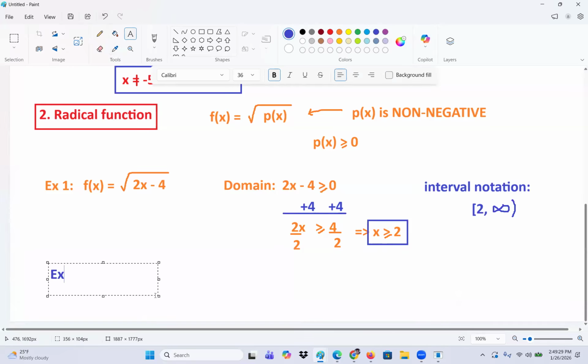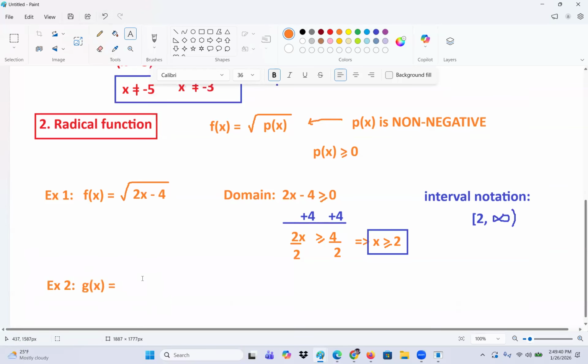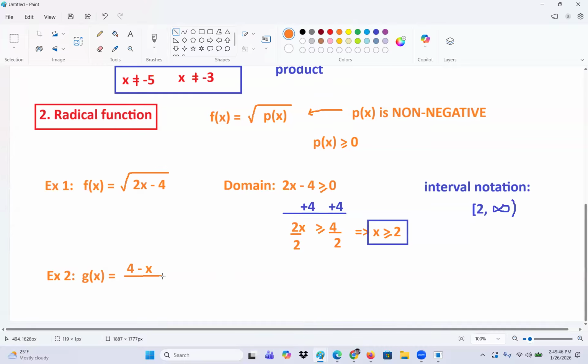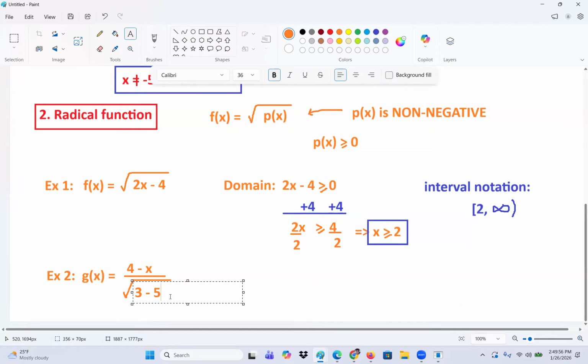Another example, there are going to be a lot of examples after this. I know it's very tiring. Let me go for the function g of x equals 4 minus x over the square root of 3 minus 6x, for example.